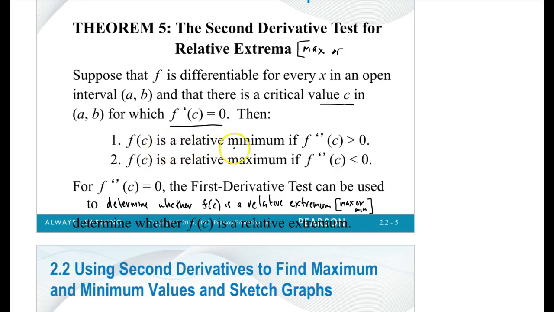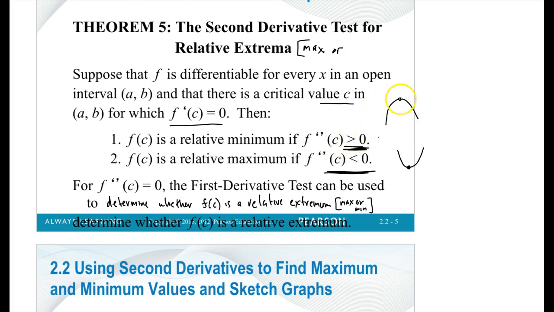Then this is our conclusion here. We know we have a relative minimum if the second derivative is greater than 0, a maximum if the second derivative is less than 0, because again, that's showing us our concavity. From our introduction, there's our concavity right there. This is concave down, second derivative. And so we have that connection between where you would have a maximum and a minimum.